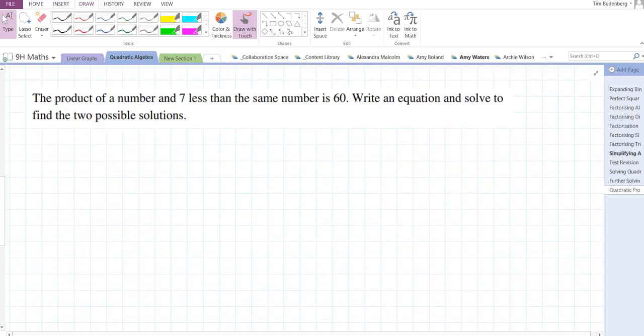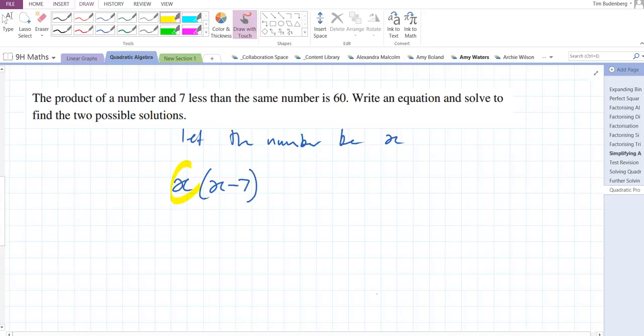Second example, the product of a number and 7 less than the same number is 60. Write an equation and solve to find the two possible solutions. It's a worded problem, so we start off with: let the number be x. And then it says the product, which means times, of a number and 7 less than that number. So this is the number and 7 less than the number. The product of those is 60. Write an equation, and solve for the two possible solutions.